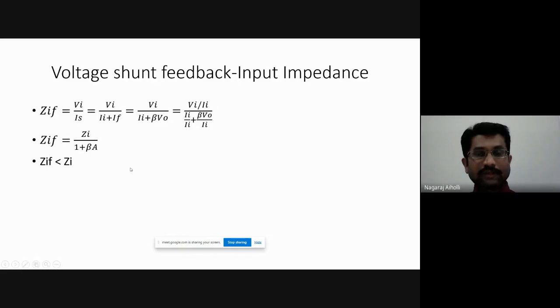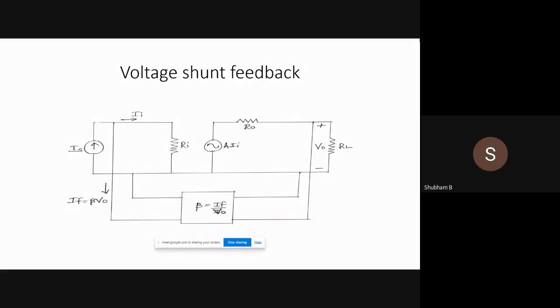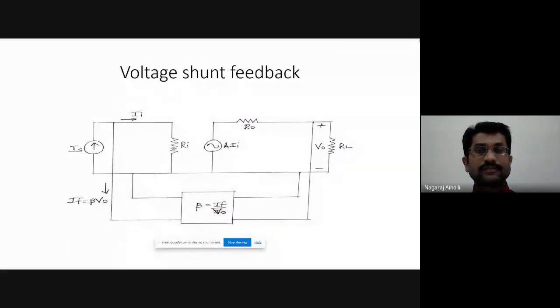So you all understood the derivation here? Derivation is clear? Everyone understood the derivation? Any doubts in this? Atya, any doubts? Shubham? Yes, sir. Any doubt, Shubham? No, sir. Okay, fine.